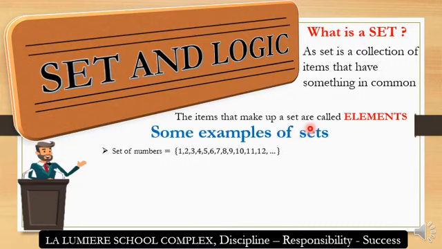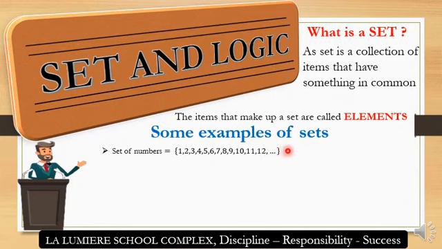Now let's look at some examples. The first example we have here is the set of numbers. For example, these are numbers here. So in the set of numbers, the elements of the set are numbers. For example, we have 1, 2, 3, 4, 5, 6, right up to 12, and the 3 dots at the end indicate that the set actually continues. It does not end at 12, so it continues, and the last element is not present here.